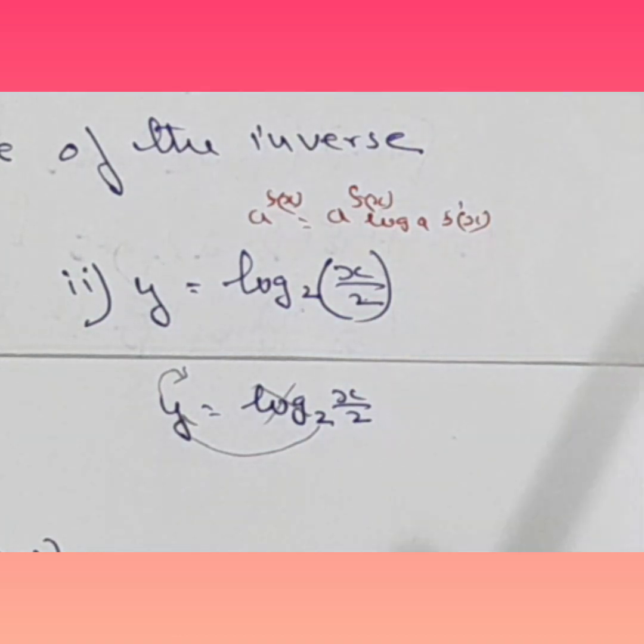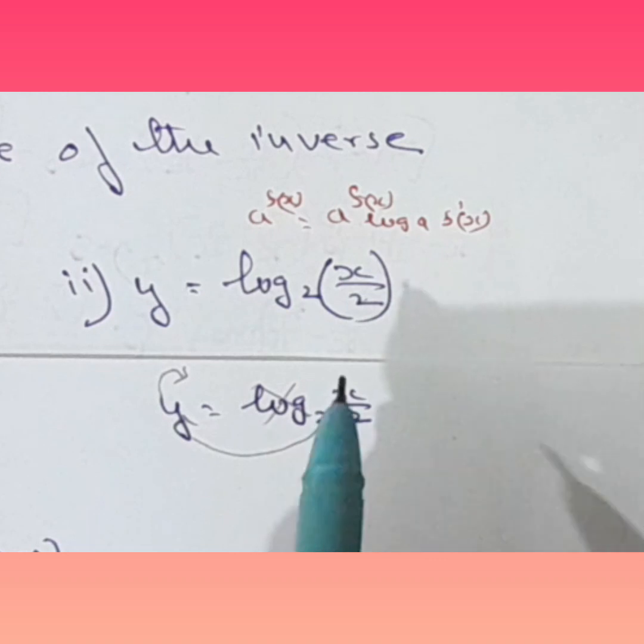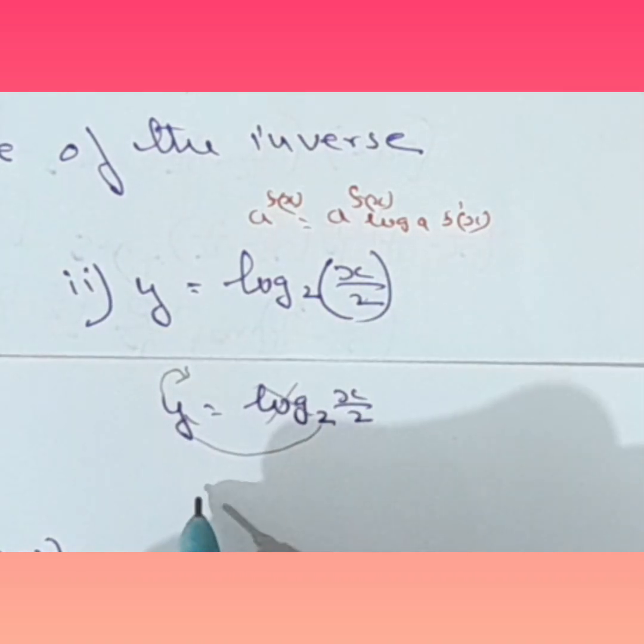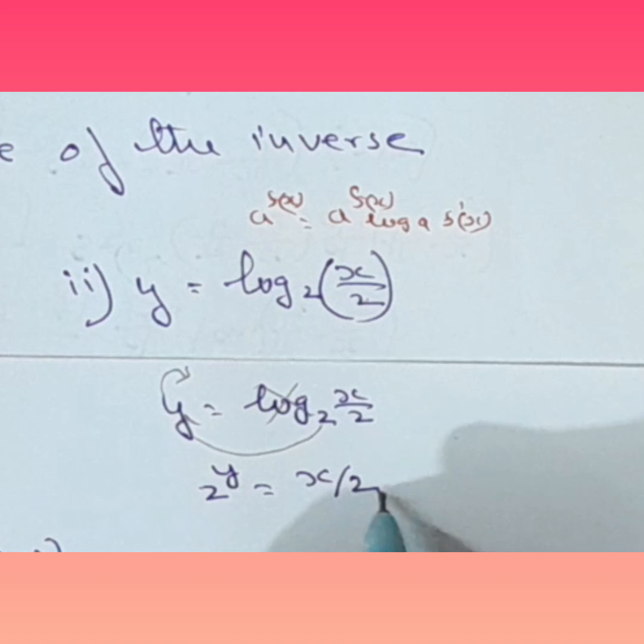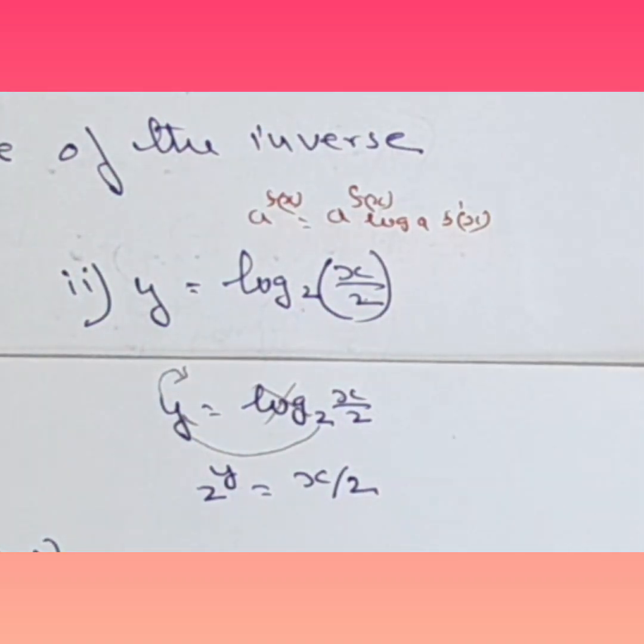So how does it work? Now see, 2 goes there, I told. Okay, so I brought 2 here. y goes up, I told. It becomes the power, log disappears and this becomes x by 2. I hope this is clear.